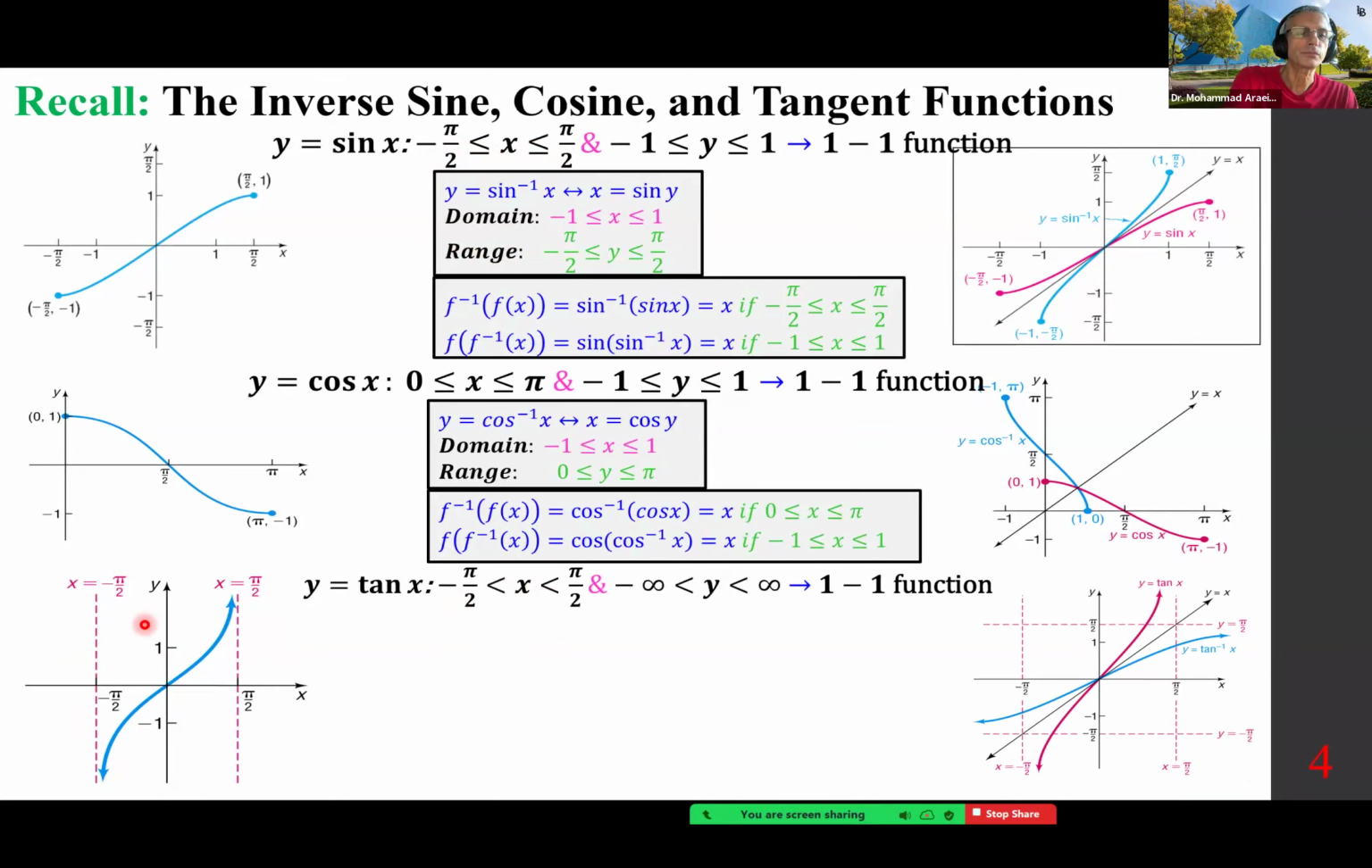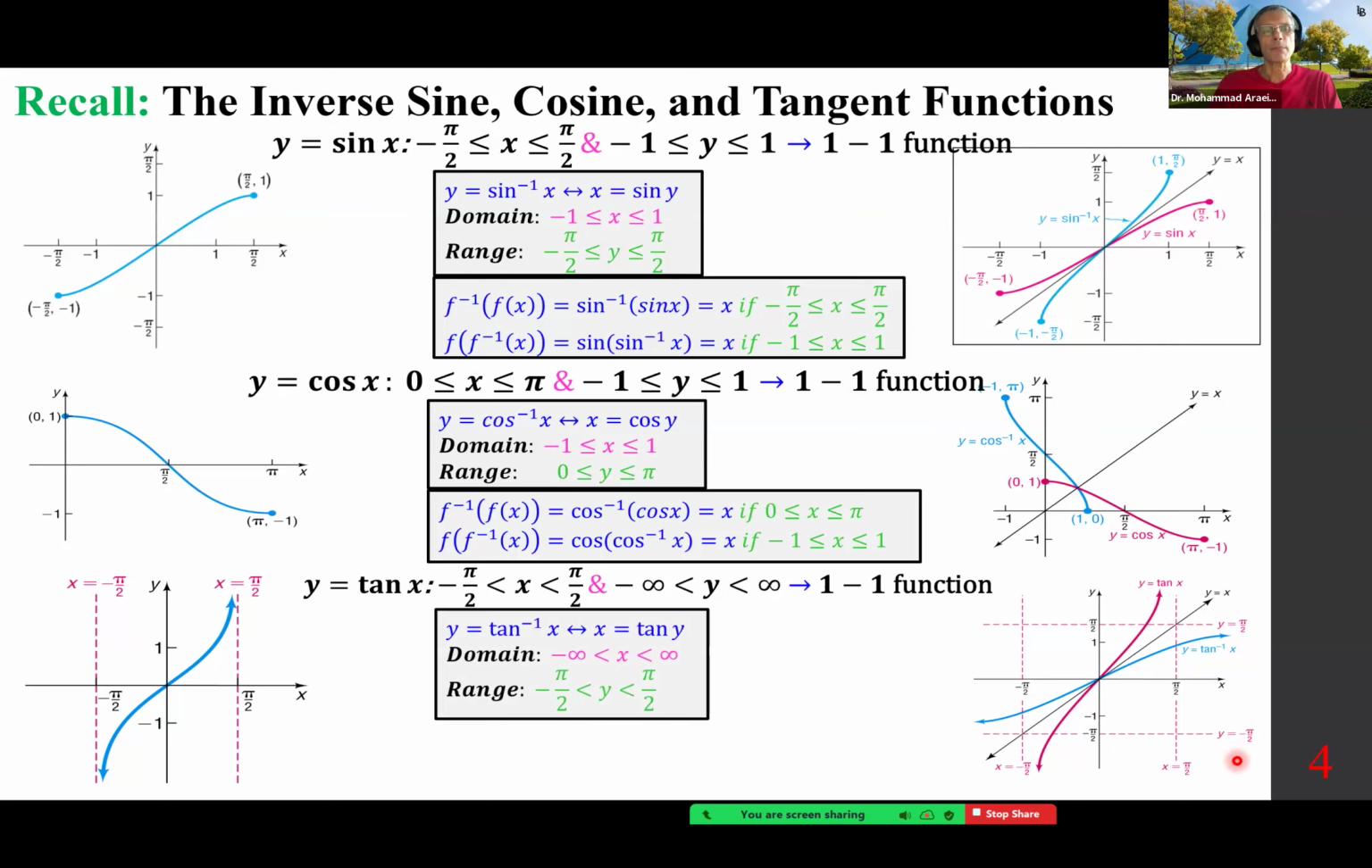This has two vertical asymptotes. This has two horizontal asymptotes. X equals pi over 2, x equals minus pi over 2 becomes y equals pi over 2, y equals minus pi over 2 for asymptotes. Therefore, y equals tan inverse of x means x equals tan y. Domain for the tan inverse is real numbers, range from negative pi over 2 to pi over 2.